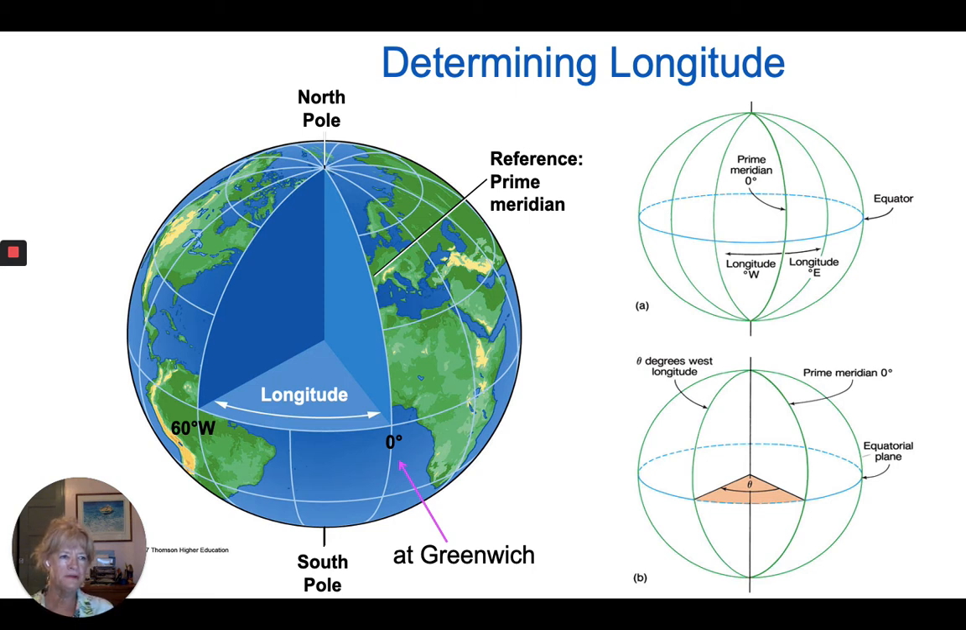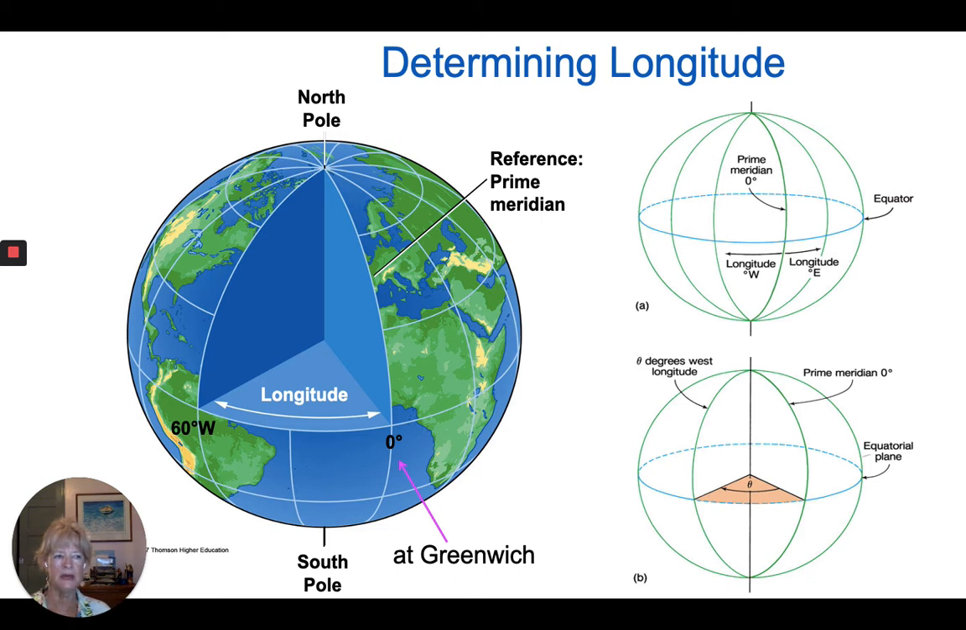There are 360 degrees in a circle, and the Earth is split into two sides, east and west. Directly on the other side of the Earth from the prime meridian is the international date line. This is where a new day starts. When it is midnight at the international date line, it's noon at the prime meridian in Greenwich, England.